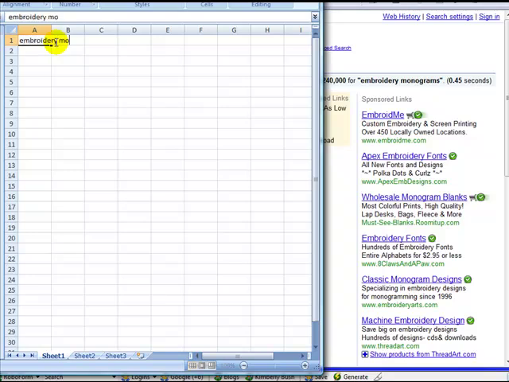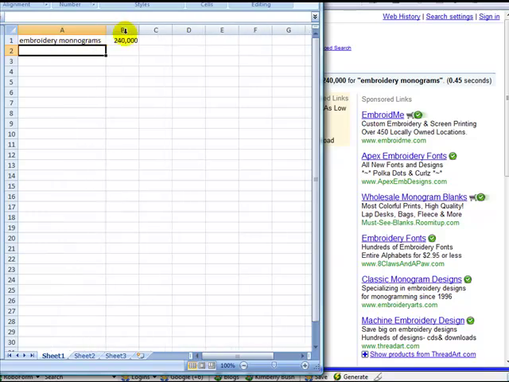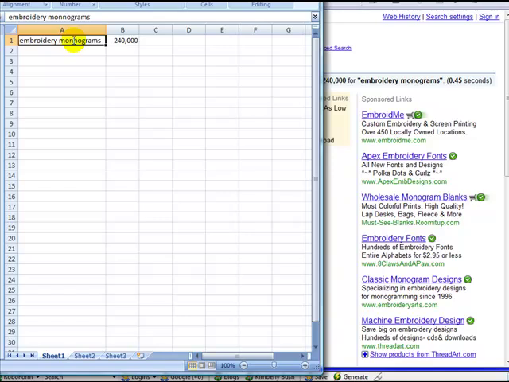Embroidery monograms. 240,000. Oops. Okay, make this a little bit easier to see. Okay. So do you see how I did that? Oh, but I spelled it wrong. Okay. Just one N here.